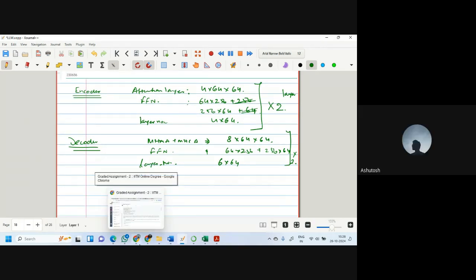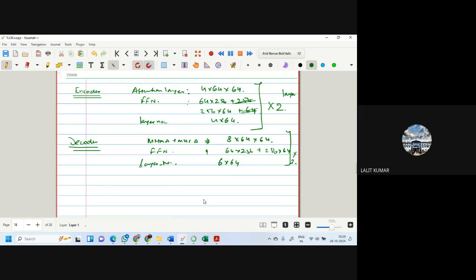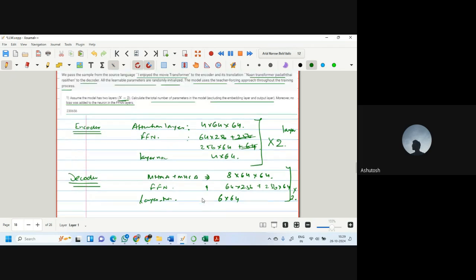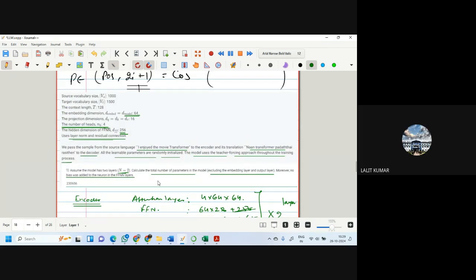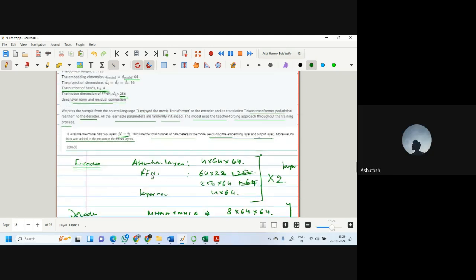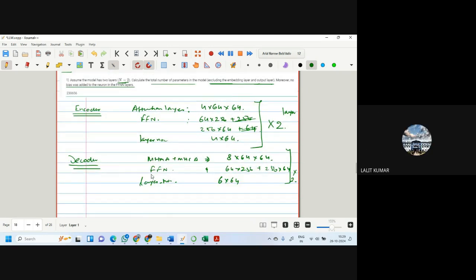So for encoder, I'm getting 49408. Okay, and in the decoder we have forgotten one thing, vocab size. But they are saying number of parameters excluding the output layer. Output layer we don't have to consider, no? Yeah, so this should be the answer.